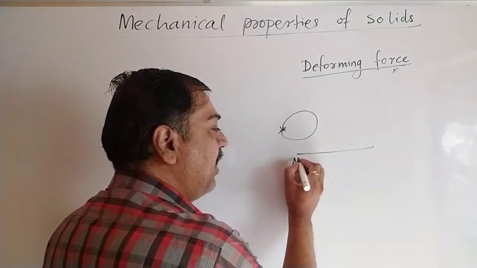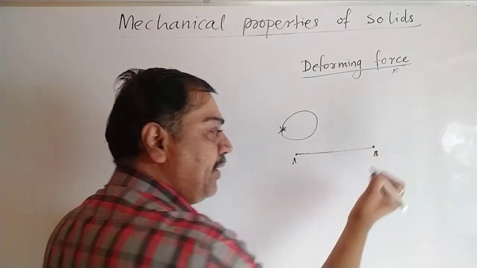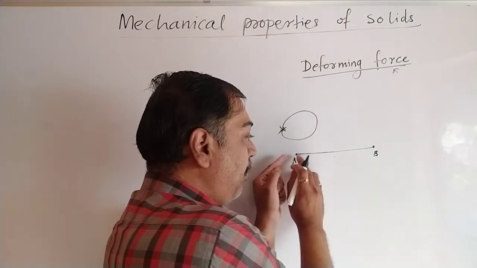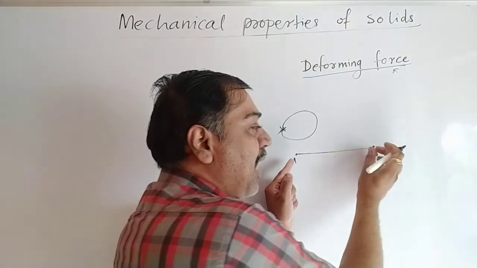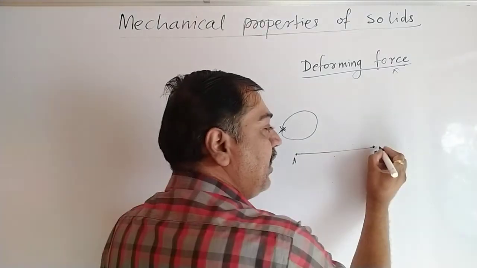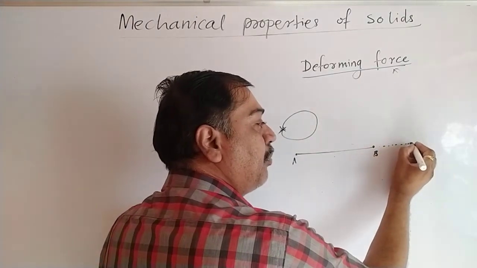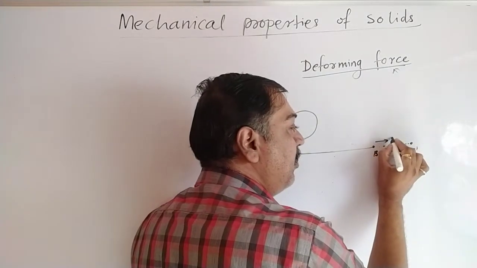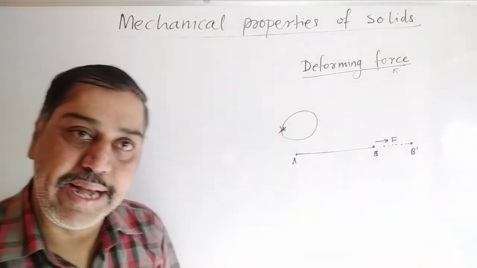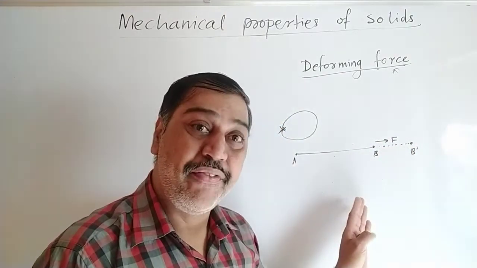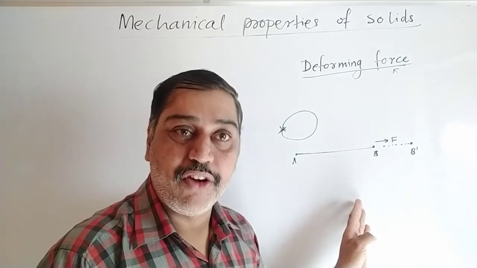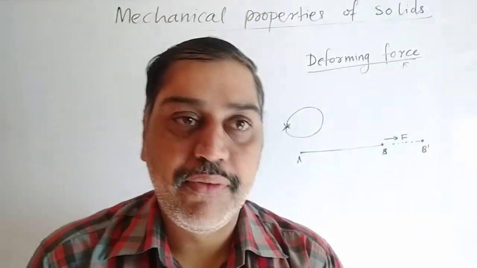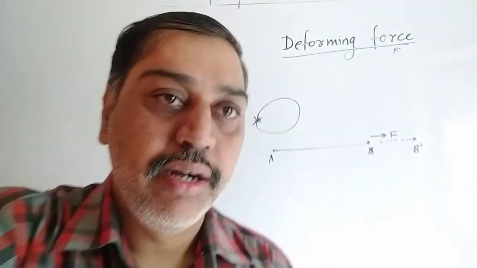Suppose at this point it is A, at this point it is B. Okay, we have the rubber band. Now suppose I have applied some force from this side. I have picked this end, applied force and elongated it further to the new point, here it is B dash. We have applied the force on end B so that we have elongated B to B dash. Then this is said to be deformation of the body, and this applied force is said to be deforming force, and the body is said to be in deformed condition.